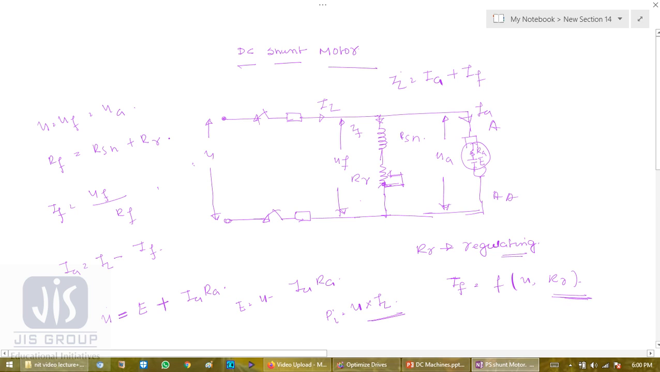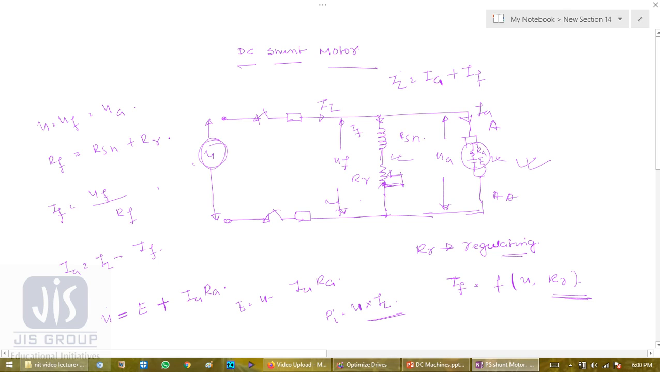So this is similar to a DC motor, but what is the difference? The supply voltage for the field current and the armature circuit are one and the same. In case of a generator there was a difference, but it is the same as a separately excited DC motor. The only difference is that both field and armature are getting supply from the same voltage source U. So this is all about the DC shunt motor.